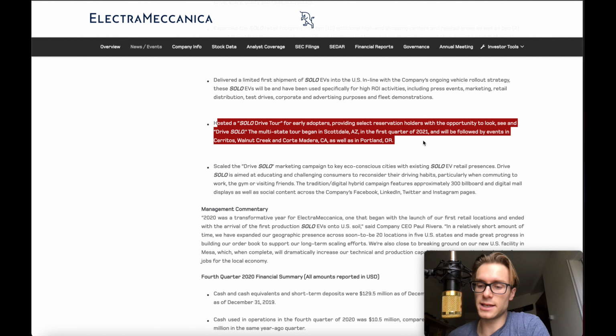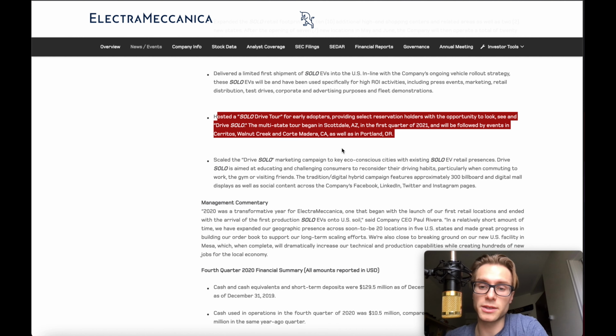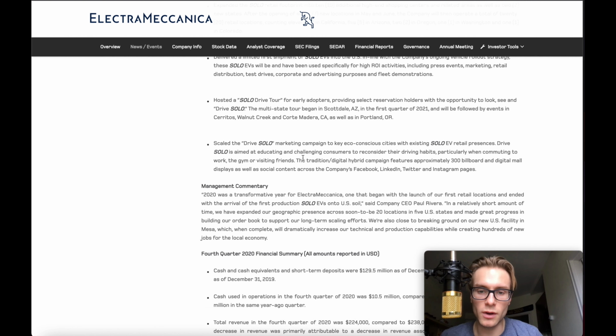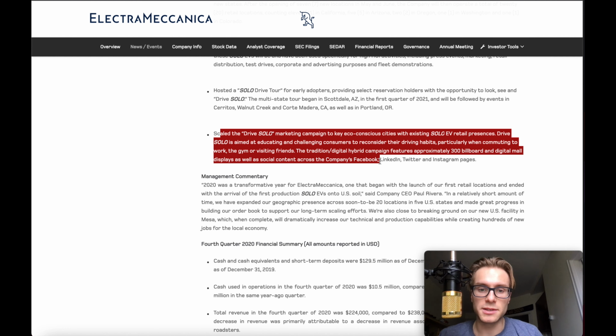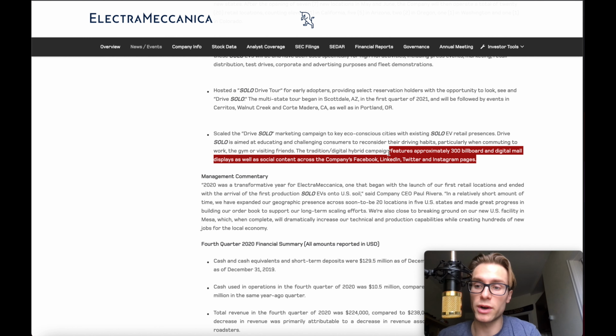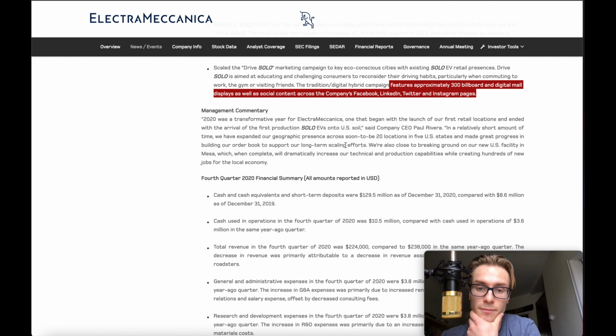So they're selecting these states and these cities to market their products to because they think that these are the type of people that will adopt their Solo EVs. Okay, and again, they scaled the Drive Solo marketing campaign to key eco-conscious cities, which I already stated, and the traditional digital hybrid campaign featured approximately 300 billboard and digital mall displays, as well as social content across the company's Facebook, LinkedIn, Twitter, and Instagram pages.